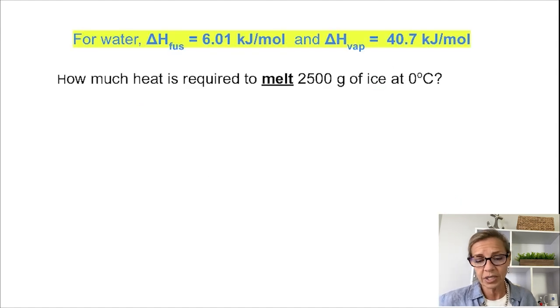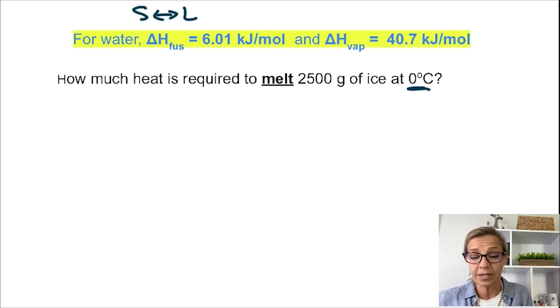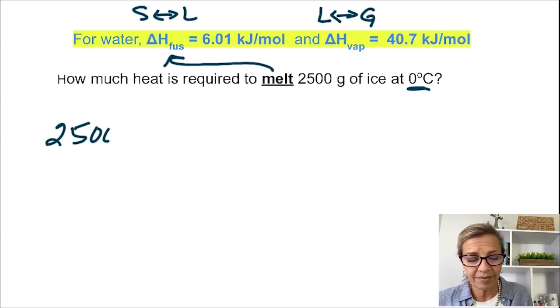All right, so our question is, how much heat is required to melt 2,500 grams of ice? And we are at that melting point. So remember, fusion is going back and forth between solid and liquid. Vaporization is liquid and gas. So I want to use the heat of fusion. All right, so let's start with my given.